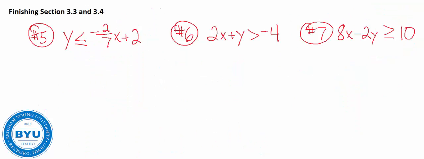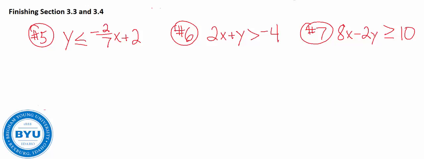Okay, it's your turn to try a few. Here's number 5, number 6, and number 7. Go ahead and pause your video, and on your notebook, just make a little graph. It doesn't have to be on graph paper. And graph these linear inequalities. Don't forget to decide if it's solid or dotted, and don't forget to decide if you need to shade up or shade down. Good luck.